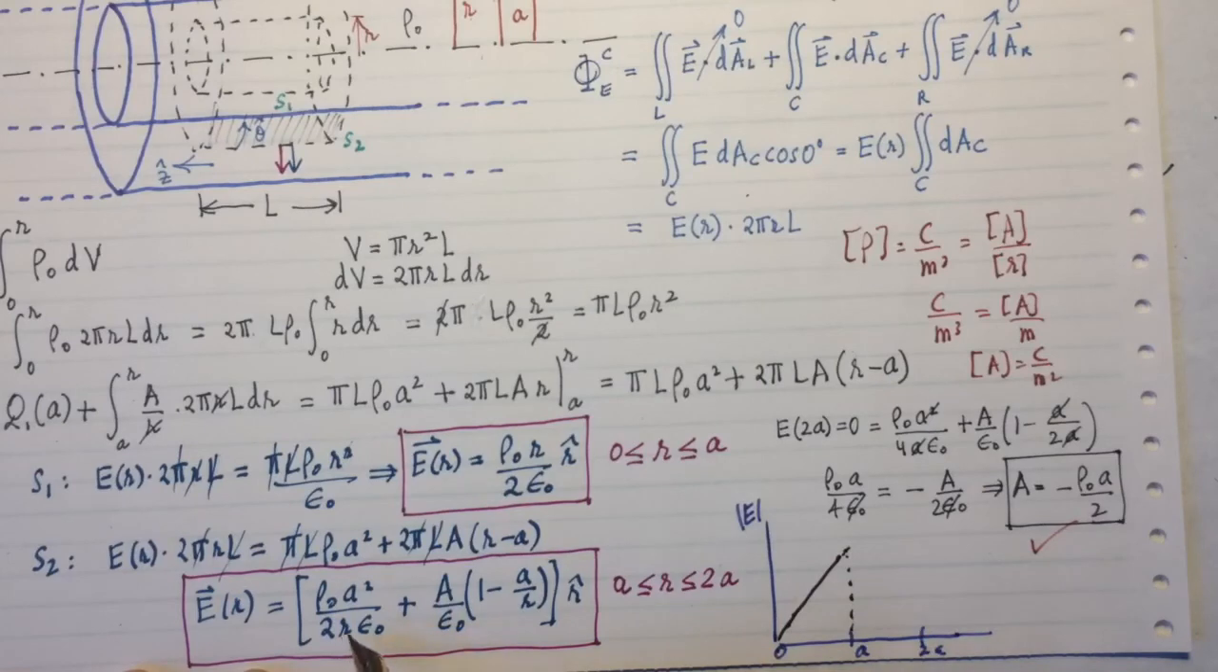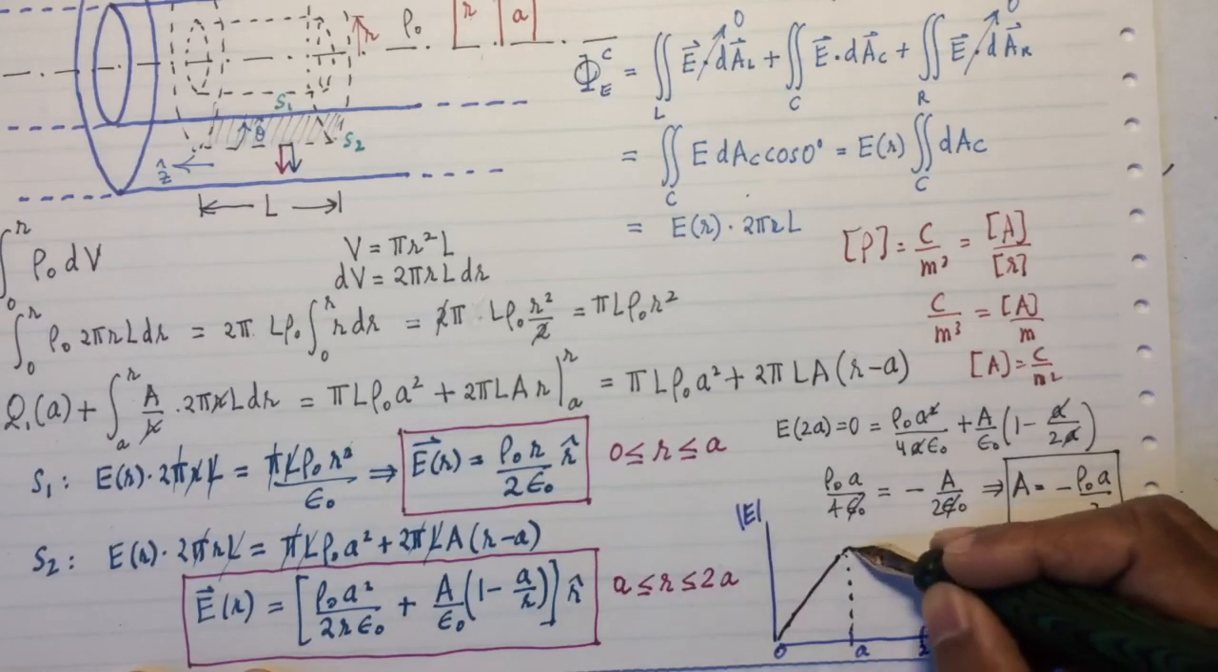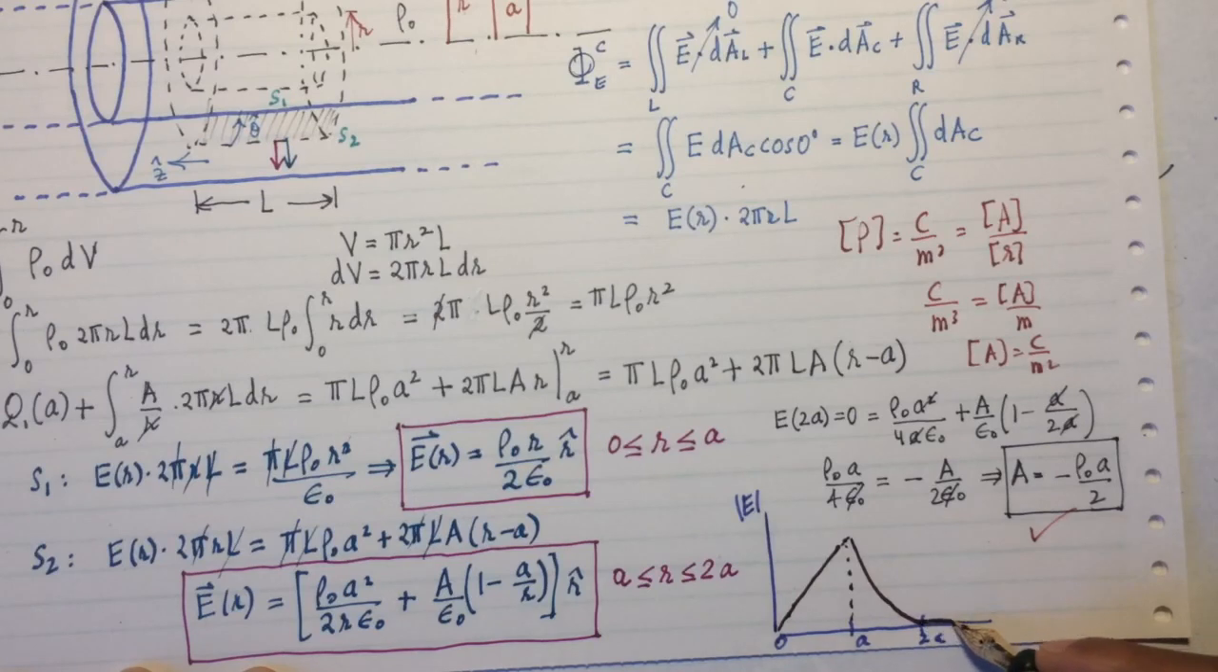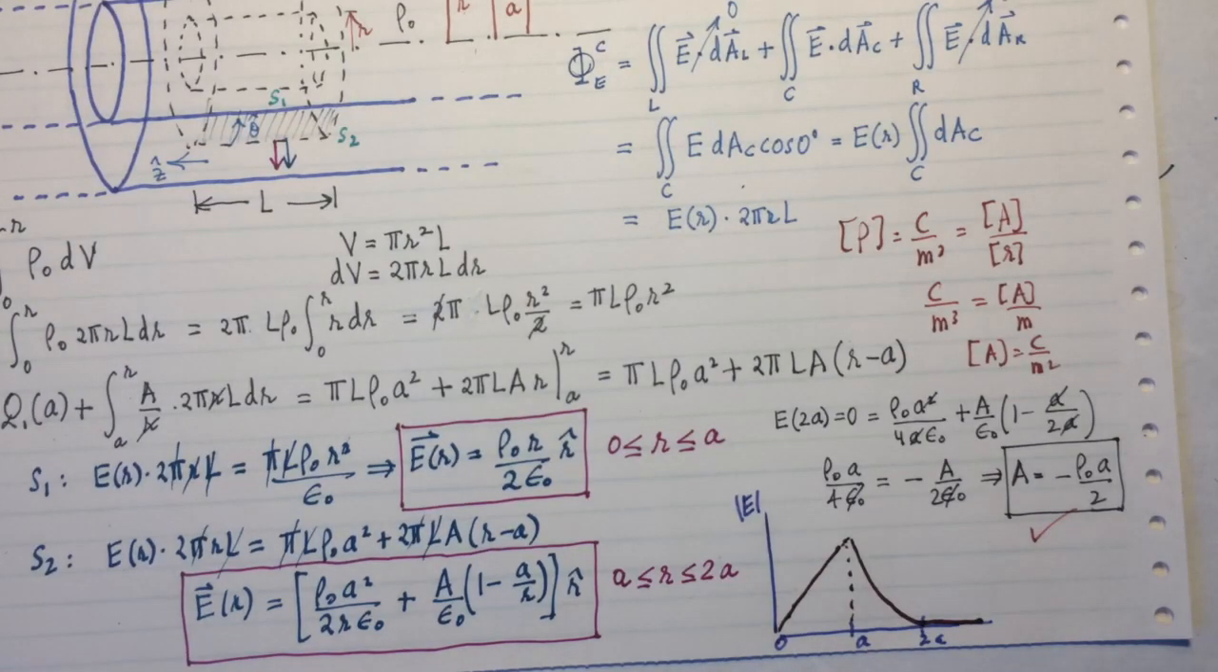And from that point onwards, it's just decay. You need it to go as 1 over r, and there's a small amount of growth because of a over ε₀. But notice that if ρ₀ is positive, then a is already negative. So the whole thing is going to come out as being just a decay. And then it's going to decay down to 0, and it goes to 0 after that. So that's the electric field profile of this problem.